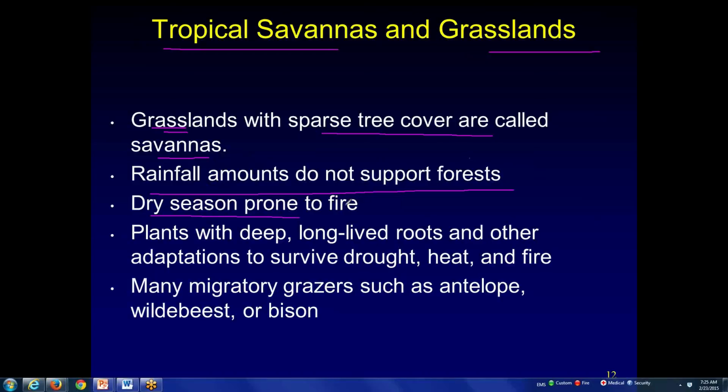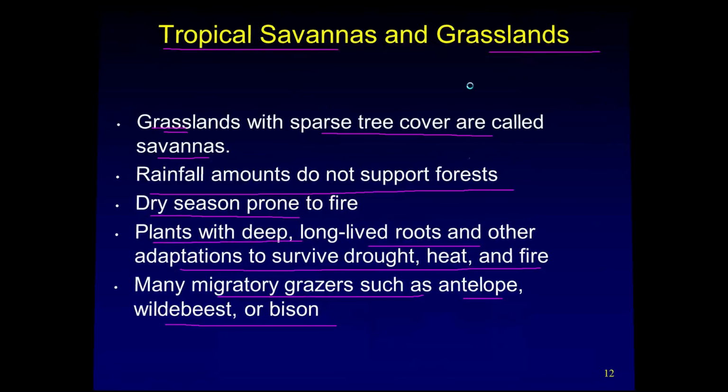Again, this whole dry season is prone to fire. Fire is a major disturbance in tropical savannas, grasslands, and even tropical seasonal forests. Plants with deep, long-lived roots and other adaptations to survive drought, heat, and fire are found here. Lots of them have sharp thorns to keep herbivores from eating them. And many migratory grazers, such as antelope, wildebeest, bison, are found here. And again, along with those grazers come the big predators, such as lions and tigers and bears. No, not so much bears. Lions, tigers, cheetahs, right? Those typical African safari-type wildlife you've seen before.